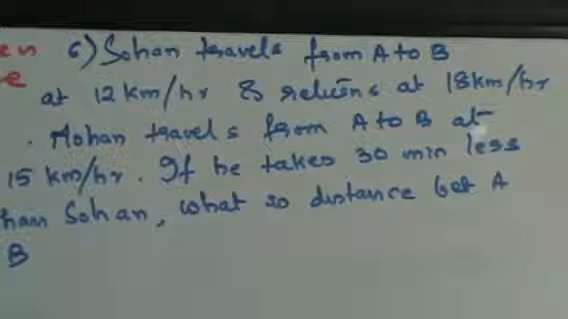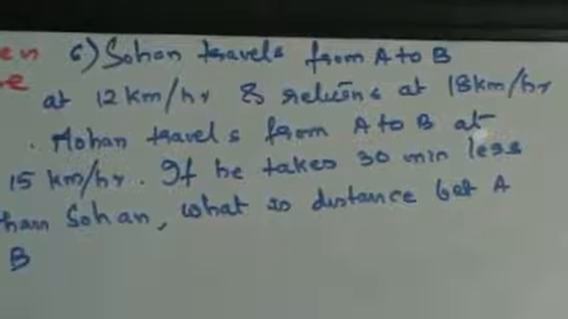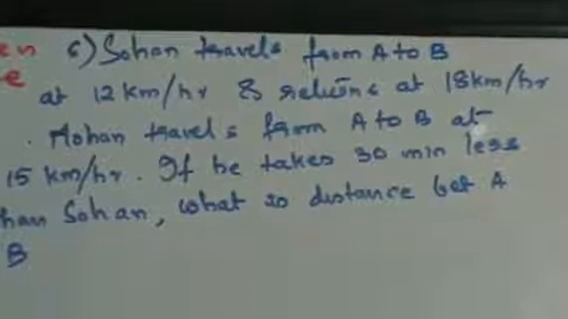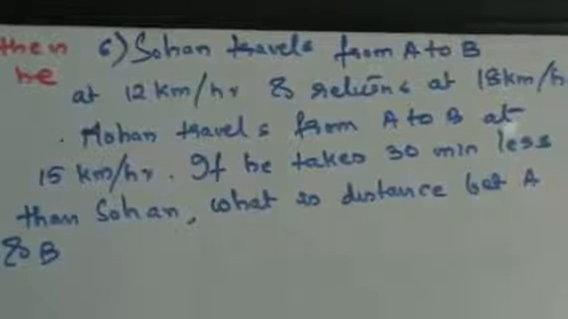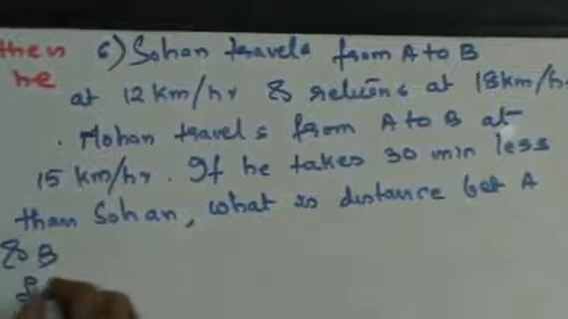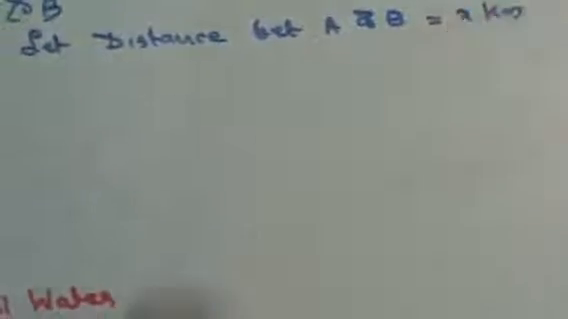Right? Now, they've given you that Sohan travels from A to B at 12 kilometers per hour, right? Now let's assume that the distance between A and B is x kilometers, right? Let's assume x is the distance between A and B, right?